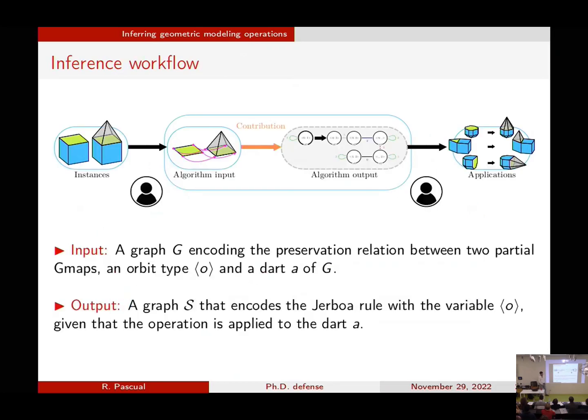Globally, this inference mechanism lies in a more general workflow in which we start from two instances, the object before the modification and the object after the modification, in which we add some more information on the preserved elements through the modification. And this is the topic of this part: how can we retrieve the modeling operation in Jerboa.